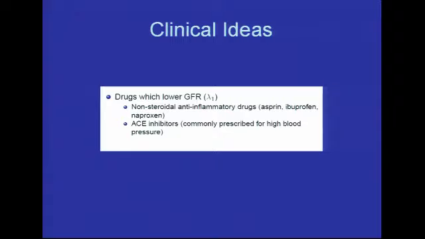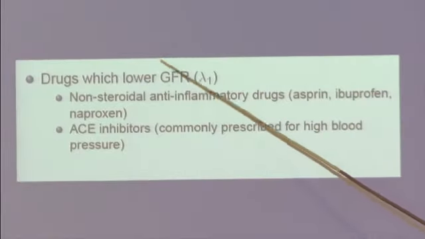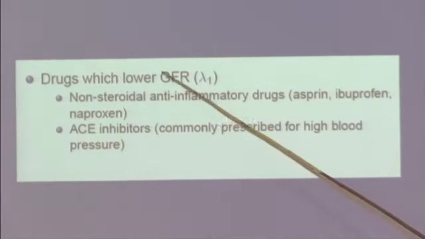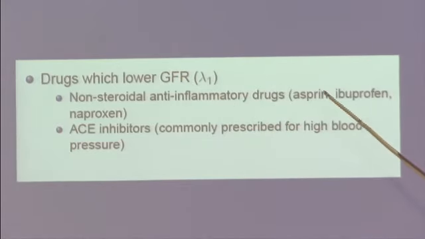Okay, our model also predicts things like, for example, looking at the kidney functions, drugs that lower this parameter, which are things like aspirin, ibuprofen, etc., would also help, and that some blood pressure drugs could also help as well. But of course, all that needs to be tested experimentally.